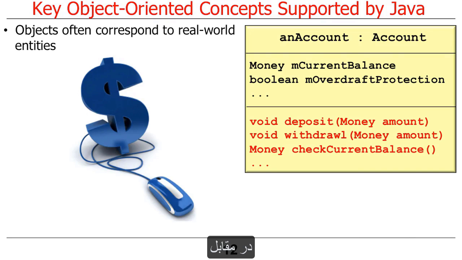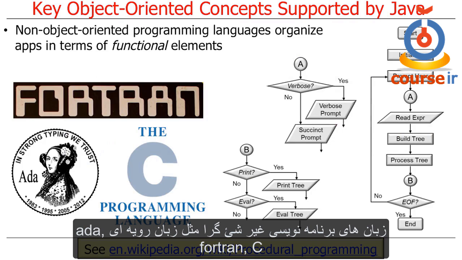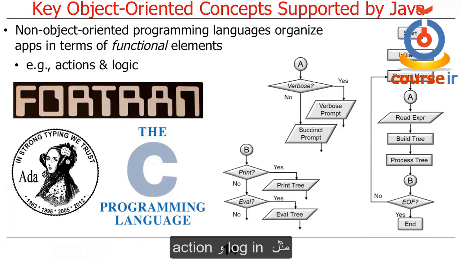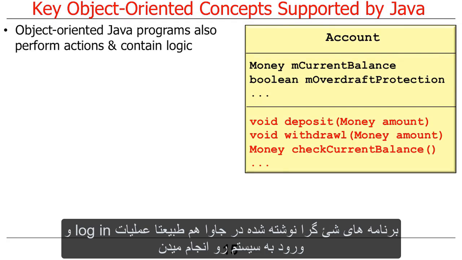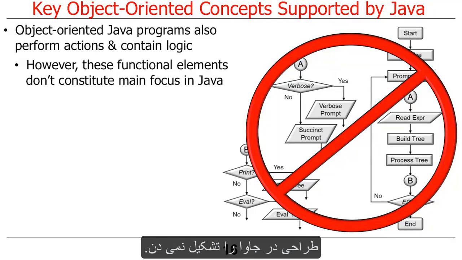In contrast, non-object-oriented programming languages, such as procedural languages like C, Ada, or Fortran, organize apps in terms of functional elements, such as actions and logic. Naturally, object-oriented programs written in Java also perform actions and contain logic. However, these functional elements don't constitute the main focus of the way programs are structured and designed in Java.